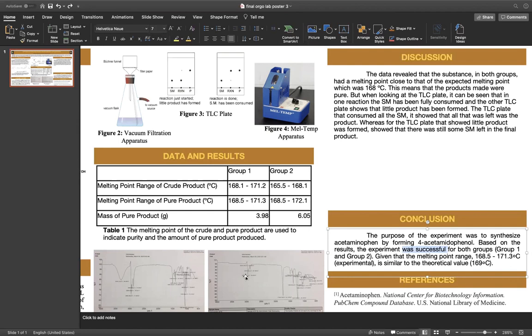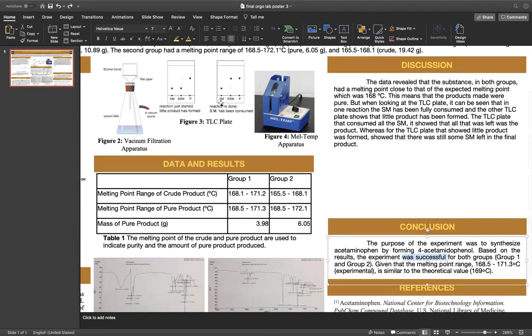Oh, okay. And then I have a question about the TLC too. Yes, what about it? In the video of the experiment you did, there was only one spot recorded. So do we have to include the product spot and the starting material in a new figure?